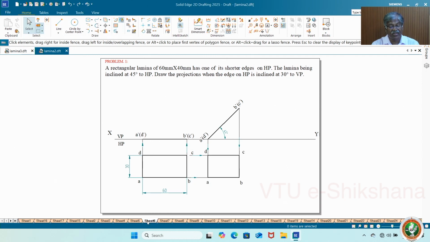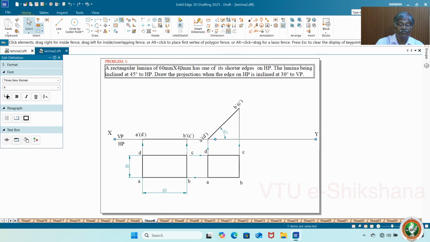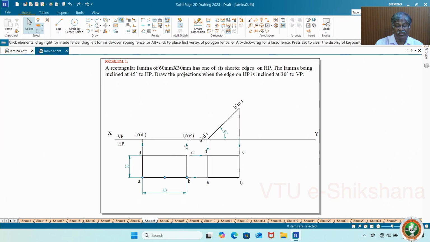Next comes this. You dark it. Take 0.5 and dark it. This is the second figure, the top view. Okay, where it is, there. So this is the top view, and this is the front view.